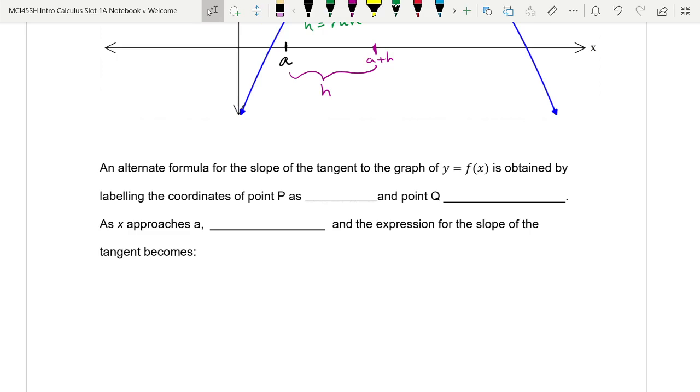An alternate formula for the slope of the tangent line for y equals f of x is obtained by labeling the coordinates of point P as, we'll say, a comma f of a, and point Q, a plus some distance that traditionally we call h, and then the y value where you run a plus h through the function, so that's f of a plus h.